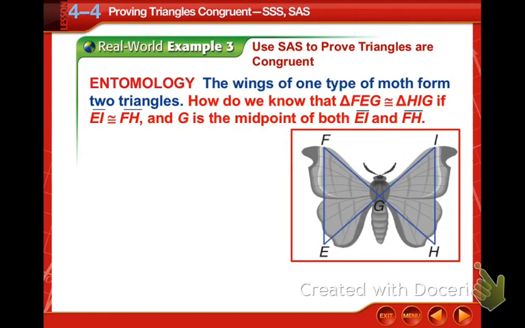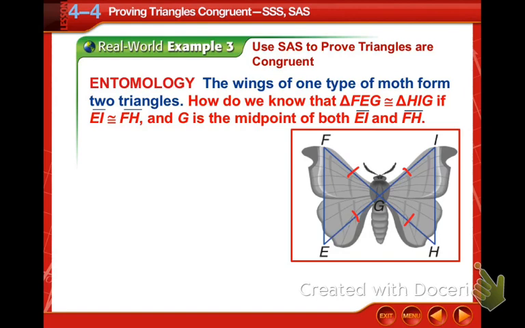So here is our pair of triangles based on a moth. We're given some information about these triangles, namely that EI is congruent to FH, so those are the two diagonals. We're given that G is the midpoint of both EI and FH, so that means that EI is being split in half exactly, and FH is being split in half exactly, which means all of those are congruent. So we have our two pairs of sides that are congruent.